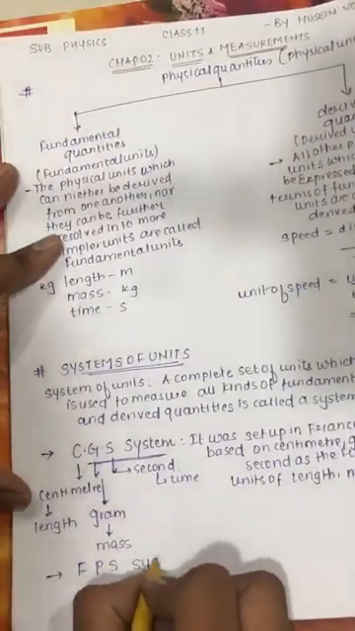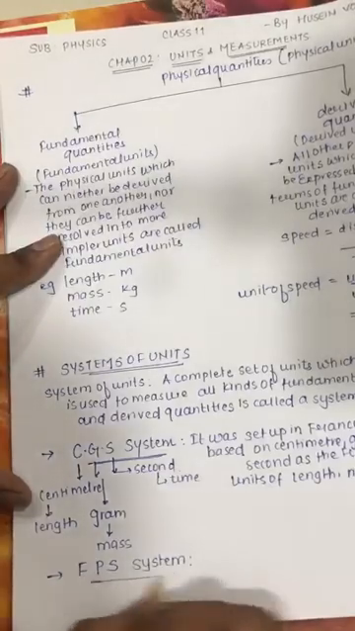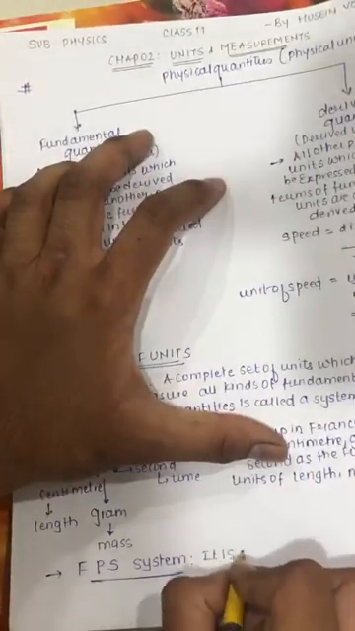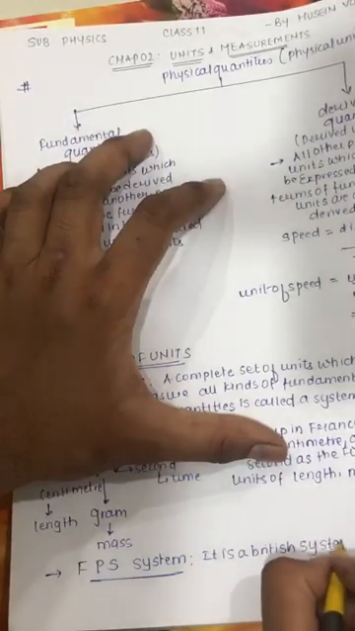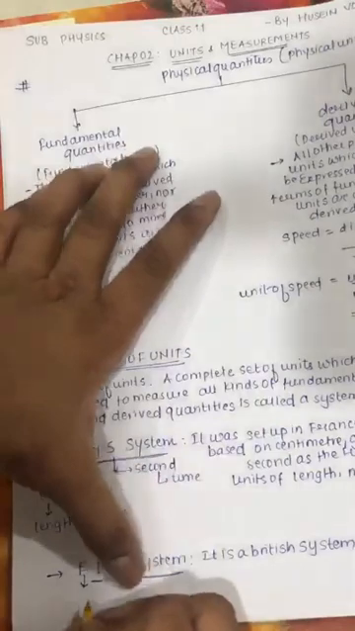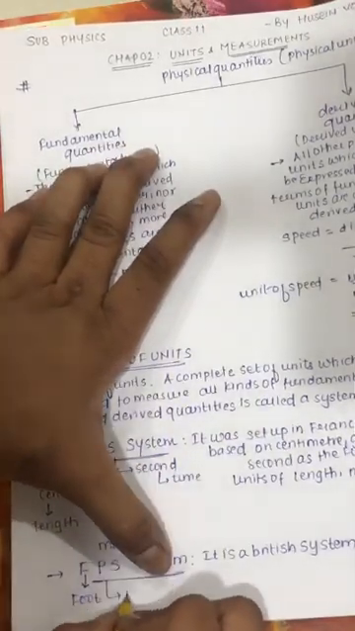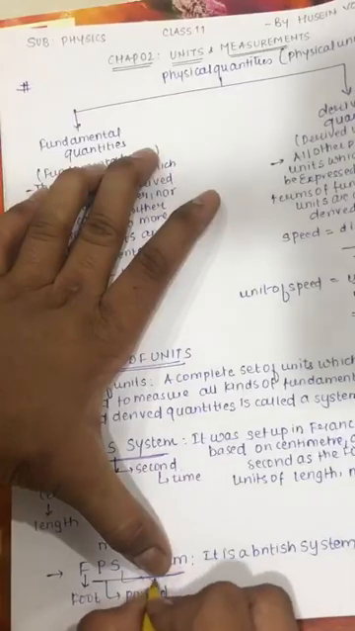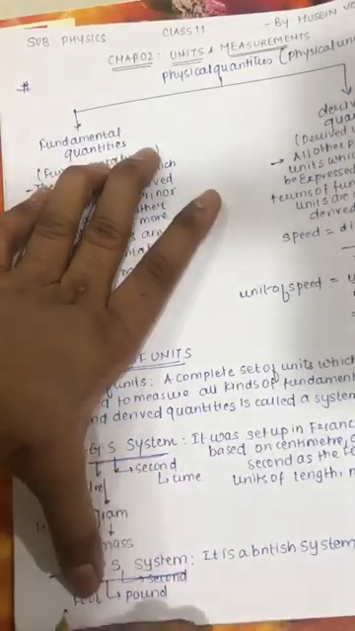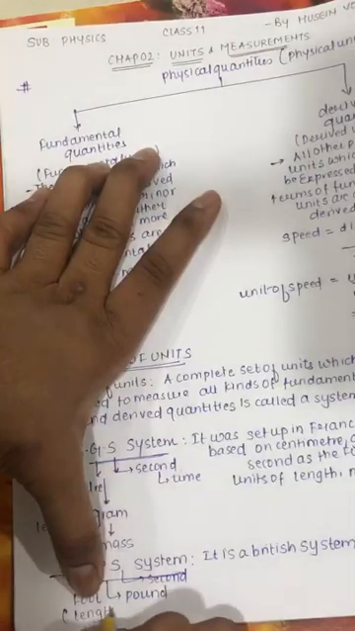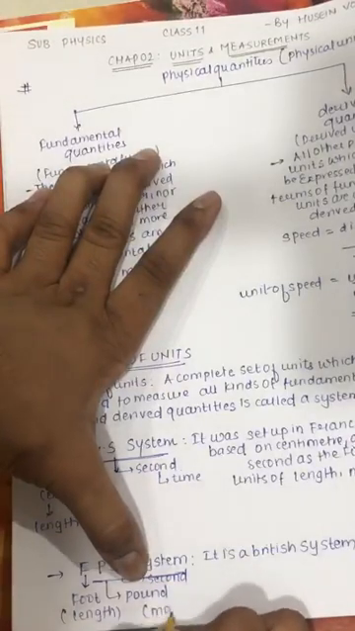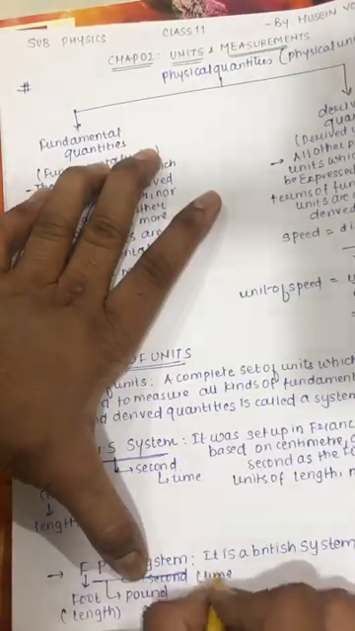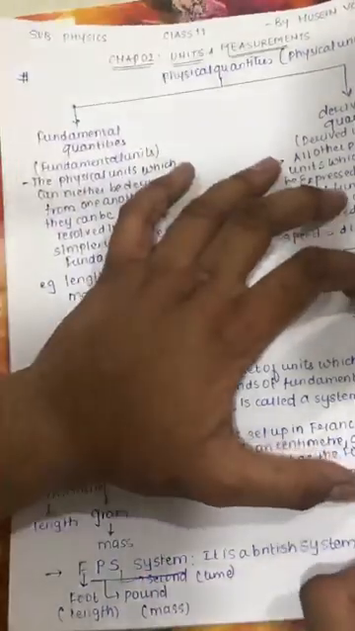The second system was the FPS system. Hope from FPS only you can get it out. It is a British system where F stands for what? Foot. P stands for pound, and S stands for second. Foot, fundamental unit of which quantity? Length. Pound, mass. Second, time.